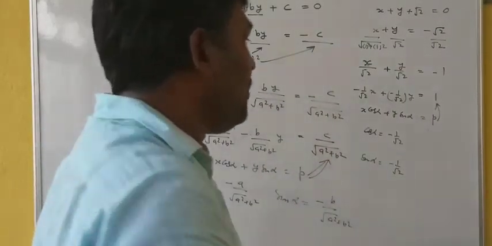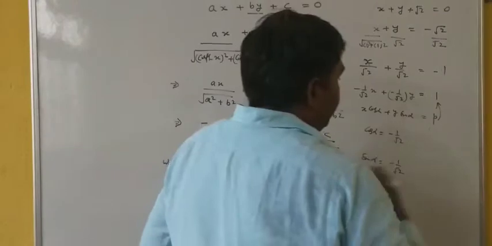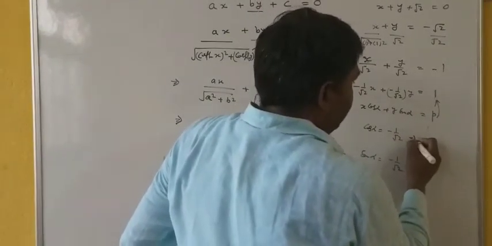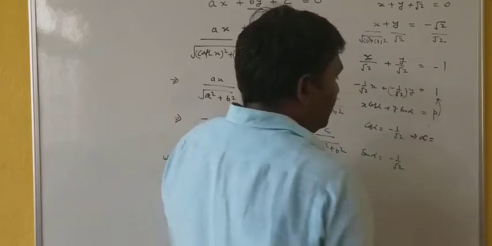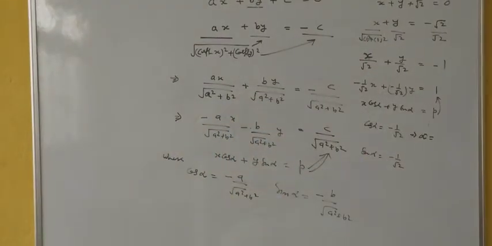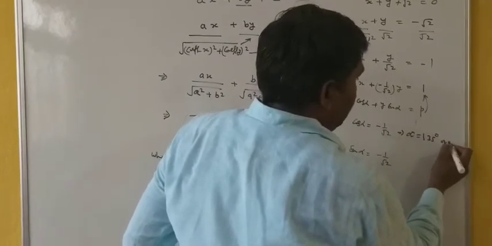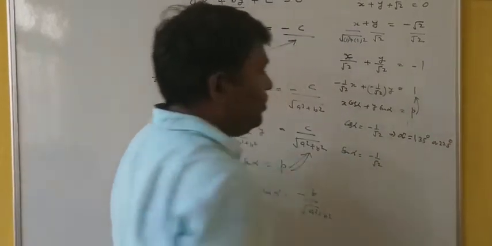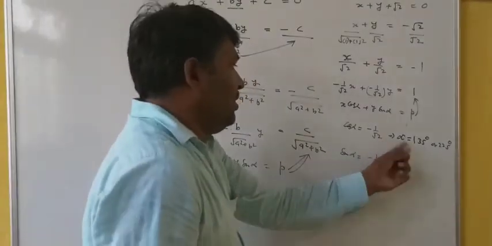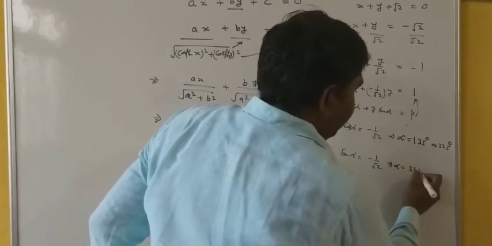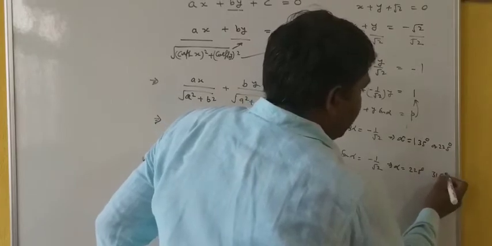Now the question is, what is the value of alpha? If cos alpha is minus 1 upon root 2, it implies that the value of alpha, as you well know, will be 135 degrees or 225 degrees. You can find it out. And from sin alpha, if you calculate, the value of alpha will be 225 degrees or 315 degrees.